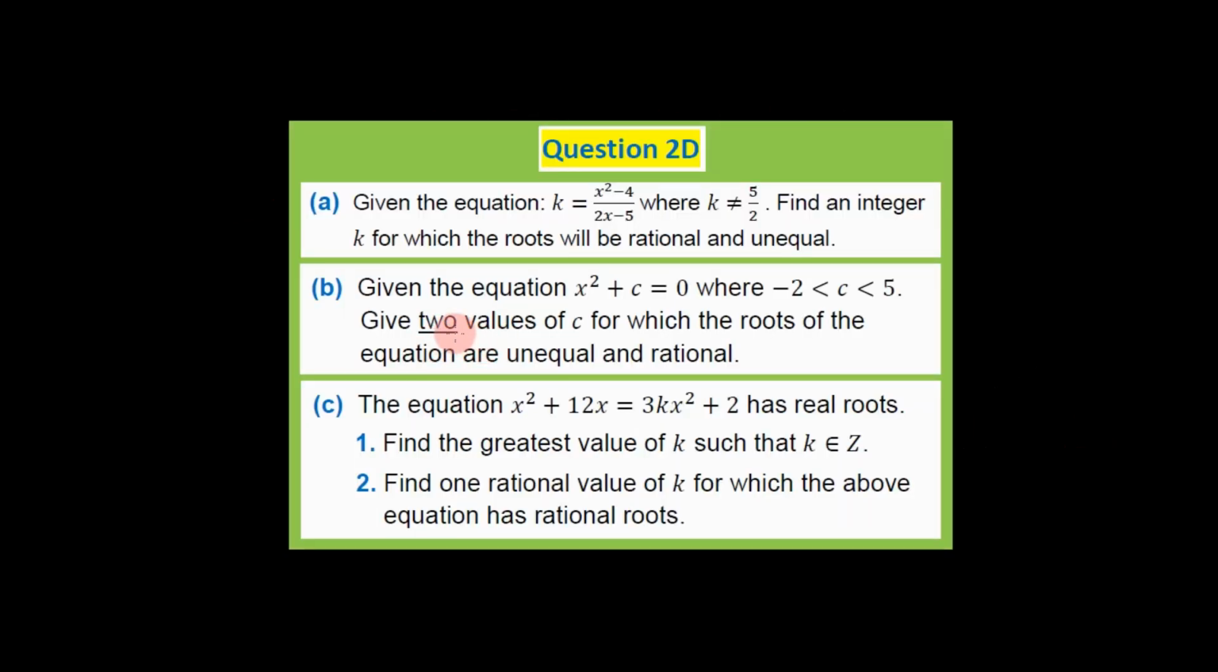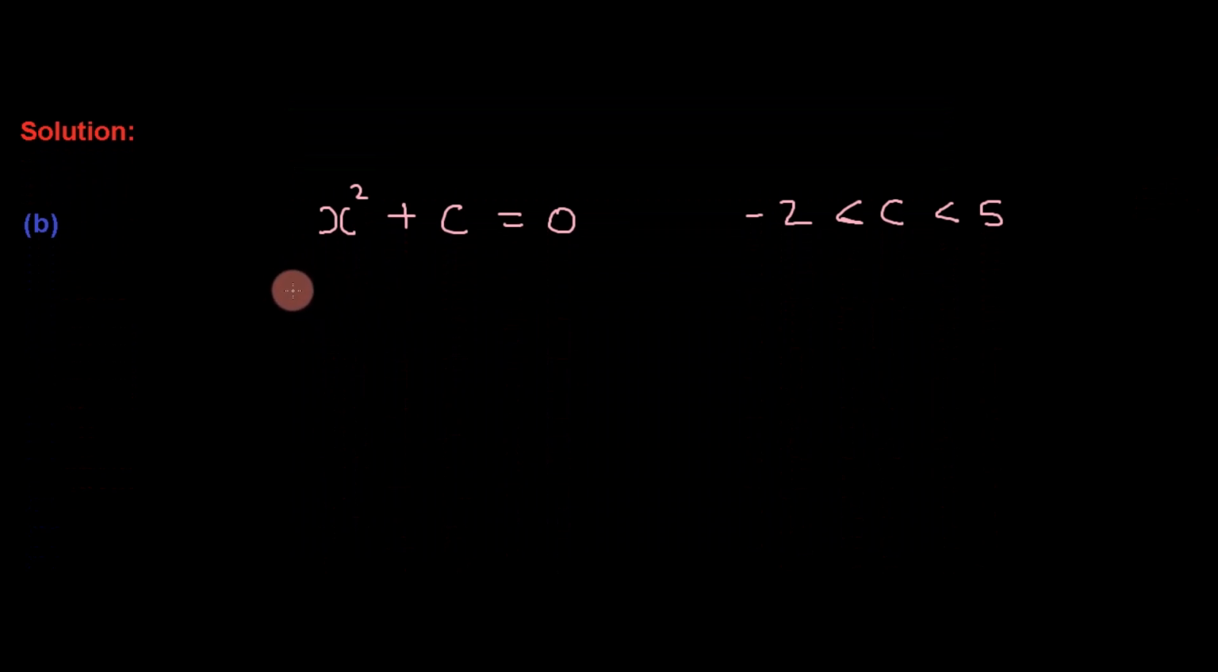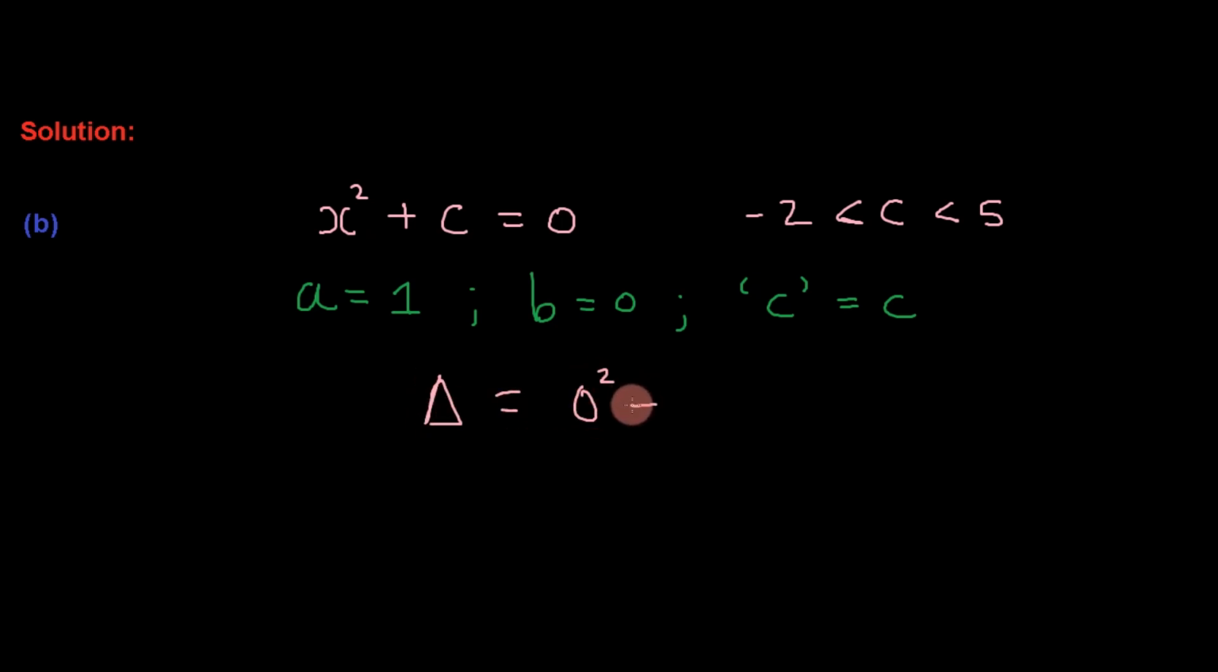Let's look at B. It says given the equation, so this equation here, where c is greater than -2 but less than 5, give two values of c for which the roots of the equation are unequal and rational. Now, this is also a quadratic equation, and we can write down the values of a, b, and c. So a, the x squared coefficient, is 1. There's no term in x here, so b is 0. And of course c, the constant, is equal to c. Let's find delta. So b squared minus 4ac. So we see that delta comes to -4c.